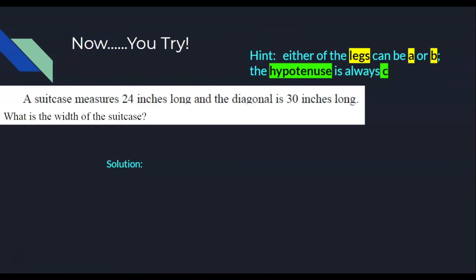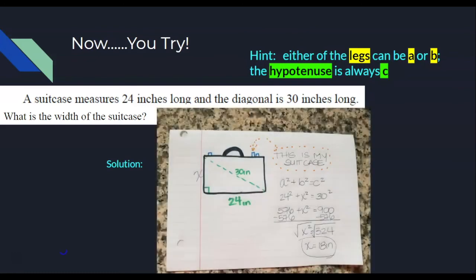Let's look at the solution. In my illustration, I drew a suitcase. The suitcase is 24 inches long and has a diagonal of 30 inches long. What is the width of the suitcase? So you can see my right triangle in my illustration. 24 is one of the legs, and 30 is the hypotenuse. So I substitute those in.